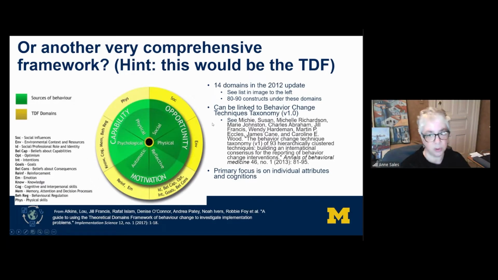This whole set of work can be linked to what's called the Behavior Change Techniques Taxonomy, or BCTTv1, version 1.0. And I've given the citation here. The primary focus of this work is on individual attributes and cognitions. And so it depends on what kind of work you're doing. If you're thinking about changing prescribing behavior, the TDF might be the most relevant thing to use, even though there are organizational constraints that operate on prescribing. But much of the work is about individual decision-making, and the TDF gives you a lot of information and a lot to think about there.